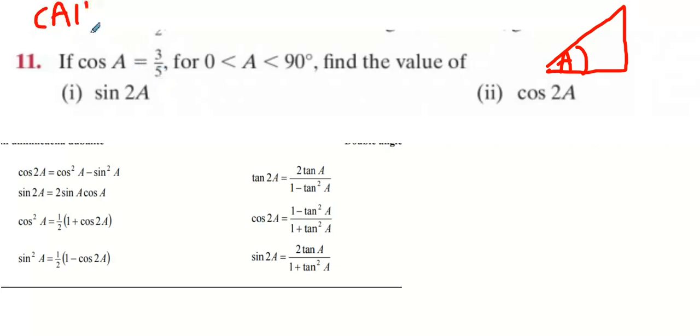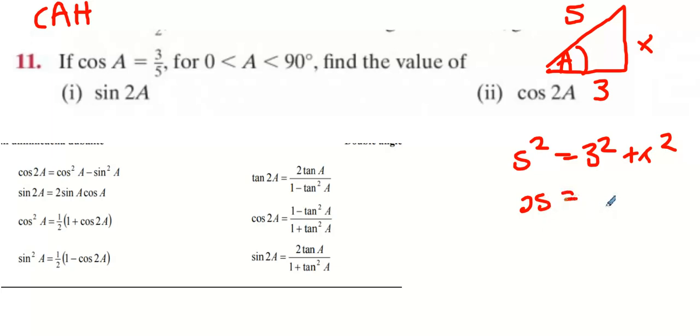Ever see CAH? What's the A value? 3. What's the H value? 5. I'm going to do Pythagoras' theorem, and I'm going to figure out what is the opposite value. Is that okay? So 5 squared equals 3 squared plus x squared, and most are saying 4, and most are correct. Okay. And 16 equals x squared, and x equals 4. I'm hoping you can do Pythagoras' theorem before you sleep at this stage, right? So is everybody happy with x value of 4?